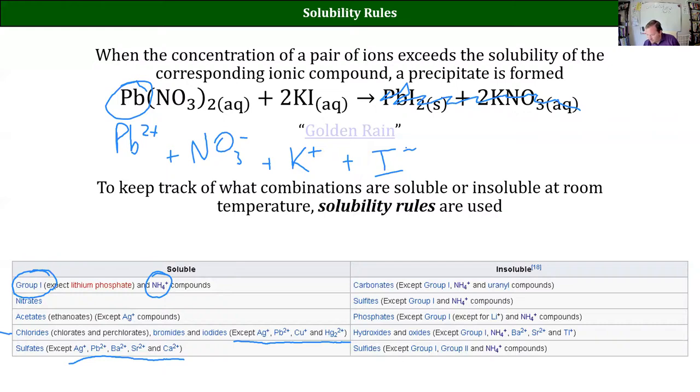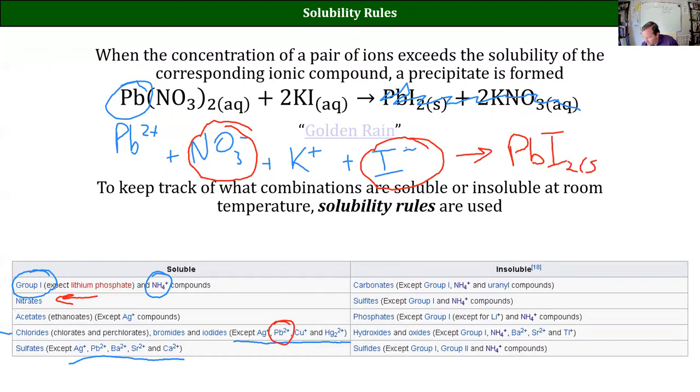So in this case, we could look at it and say, okay, well, nitrates. And we look down here at our solubility rules, it says nitrates, always soluble, no exceptions. So I know that the nitrate is not going to be making any solid over the course of this reaction. Well, what about iodide? Chlorides, bromides, and iodides are soluble except for lead two. So that tells us if you put lead two ions with iodide ions, they stick together and they don't dissolve in the water anymore. And that allows us to say, okay, well, when this reacts, I'm going to make lead two iodide as a solid.